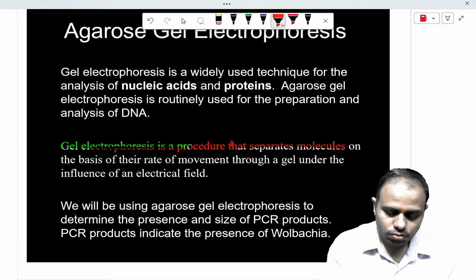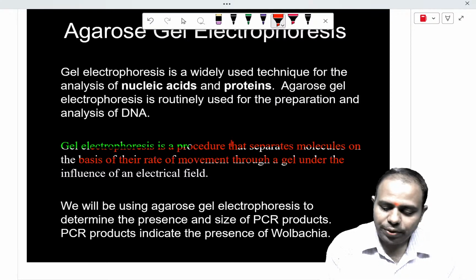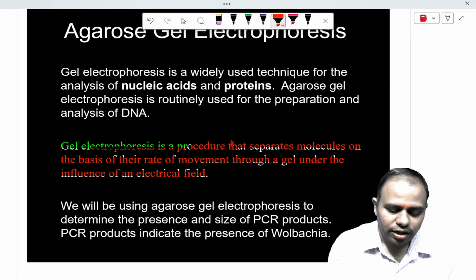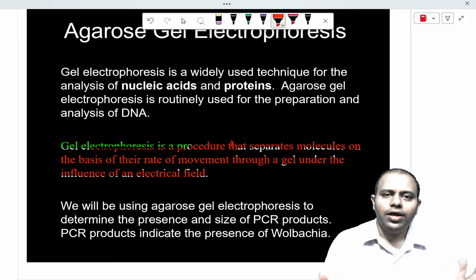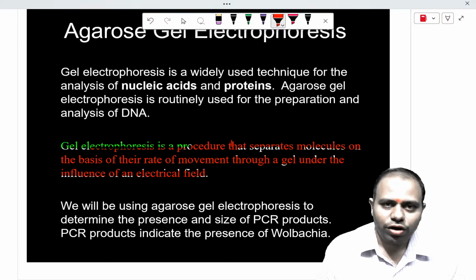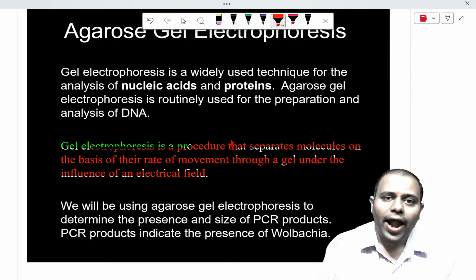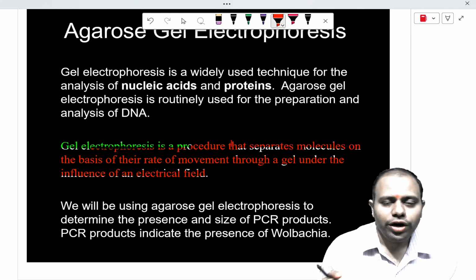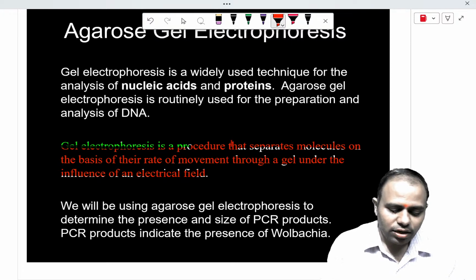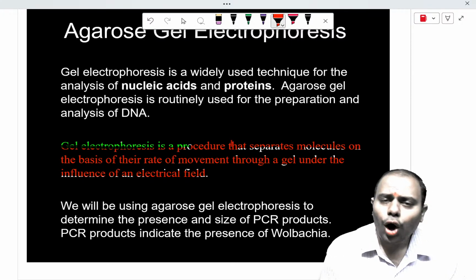It separates molecules on the basis of their rate of movement through the gel under the influence of an electric field. So what happens in agarose gel electrophoresis? You apply an electric field on the sides of the electrophoretic chamber, and in that chamber you use a solid matrix to separate the biological molecule. To separate a biological molecule, you have to use either its molecular weight or its electric charge.